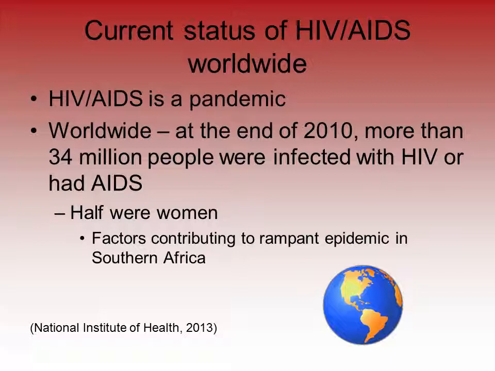There are several factors that contribute to AIDS or HIV being a rampant epidemic in southern Africa, which is seriously affected by HIV. It's home to more than 60% of the world's infected adults. So the majority of infected adults do live in southern Africa. So why is this? Several reasons.